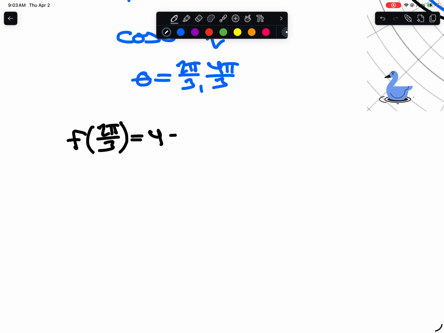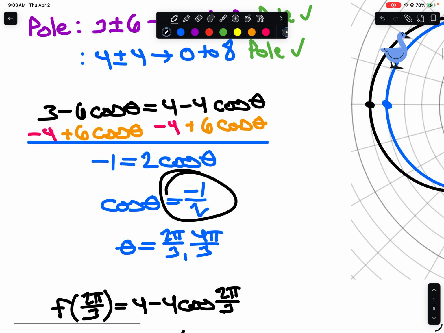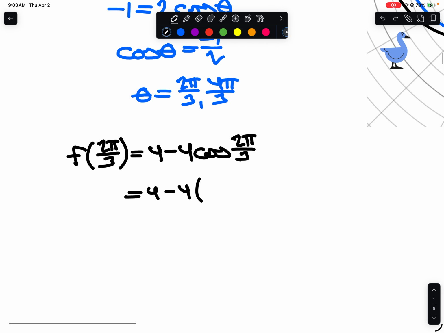So that's going to be 4 minus 4 cosine of 2 pi over 3. So when you get here, 4 minus 4, then cosine of 2 pi over 3, you already know what that value is based on what you did like 5 seconds ago. So hopefully you get that value right. If you get that value wrong, there's not much I can do.